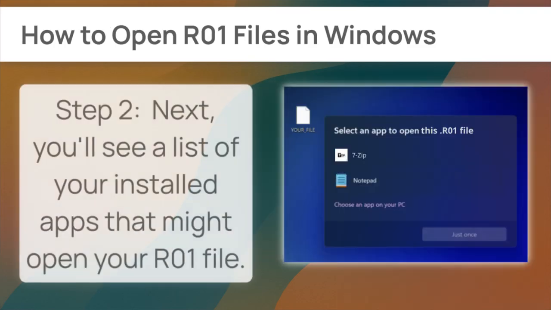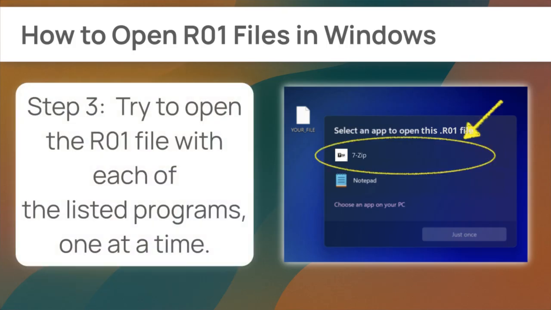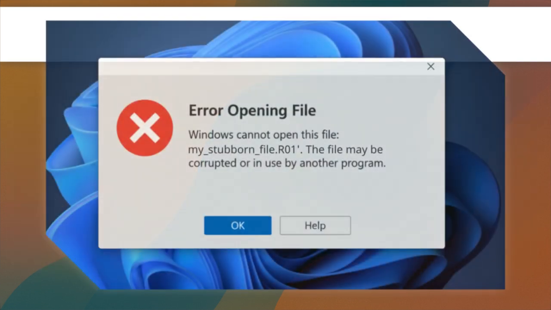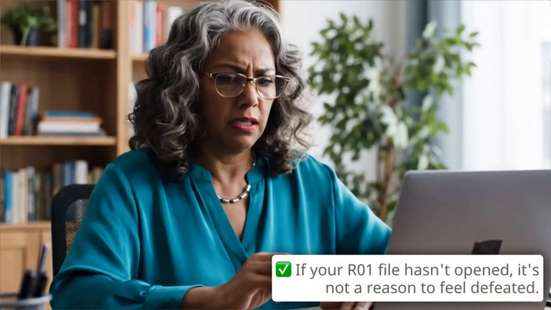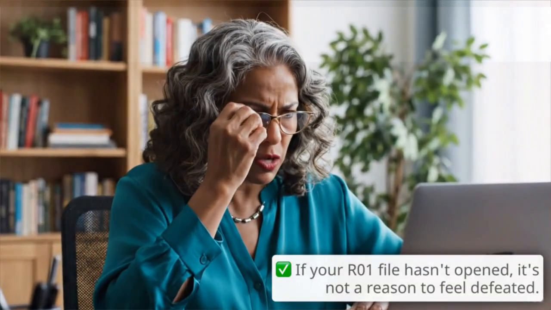Right-click your R01 file and select Open With. If 7-zip is installed, test that now. If not, choose another program. We must verify every installed application. If the R01 file is still refusing to open, it's expected. The file is forcing our hand. We're going to challenge it by testing these common failure scenarios right now.